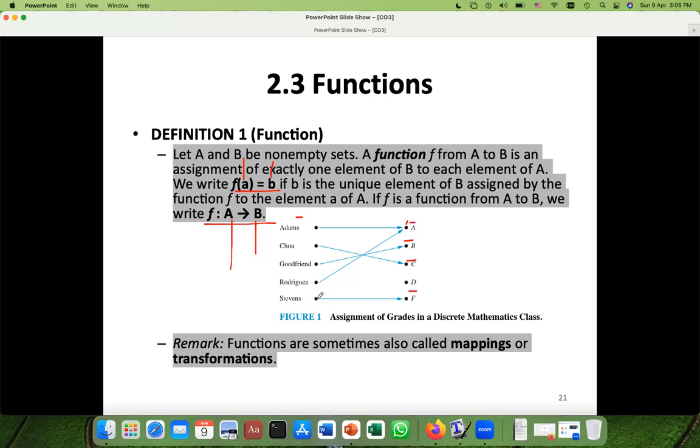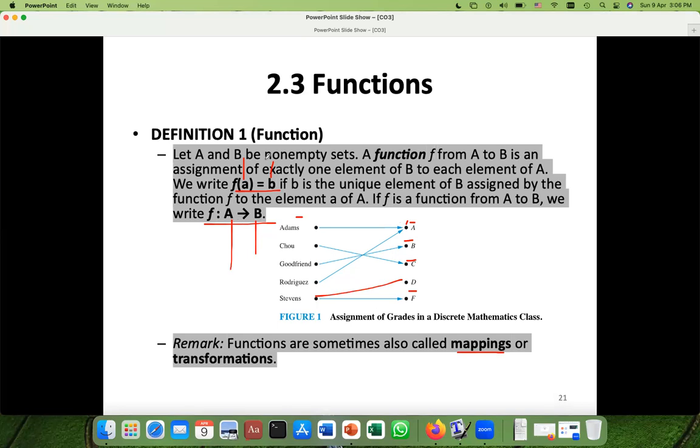You don't have, for example, this one and also this one. So this condition does not exist. You have exactly one element from B. So that is what you call a function. You can also call a function by other names: mappings and transformation. These are also other names.